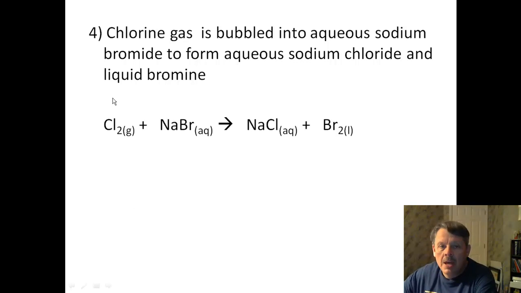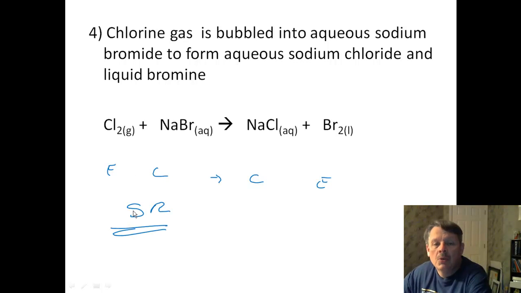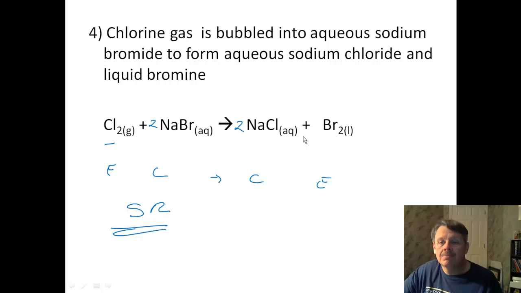All right, well, here we have an element and a compound becoming a compound and an element. That is a single replacement, traditional single replacement reaction. Let's see if we're balanced. Well, we have 2 chlorines on the left and only 1 on the right, so we have to put a 2 in front of there. So that means we have 2 sodiums, so that means we have to put a 2 in front of there. And we have 2 bromines already on both sides, so that's great. So we're now balanced. And we have a single replacement reaction.